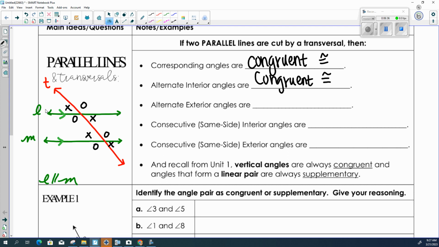Alternate exterior angles. So on your picture, see if you can locate alternate exterior angles. They're on the outside of my green lines. They're on opposite sides of the transversal. Are they going to be congruent or supplementary? I see you nodding your head. These are alternate exterior, and so are these. O's equal O's, X's equal X's. They are congruent also.